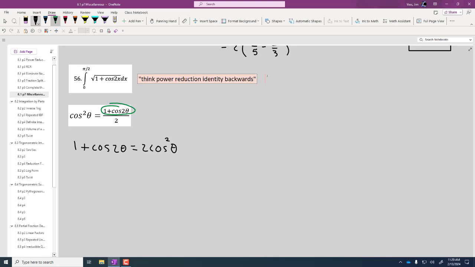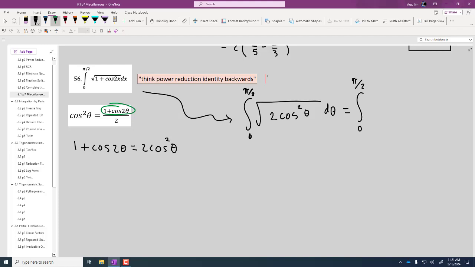All right. Well then, if we take our original integral, we can make this the integral from 0 to pi over 2 of the square root of 2 cosine squared of theta. So there is a homework question that uses this technique where we take a power reduction identity and rewrite it. Because now we're almost there. What do we do next?